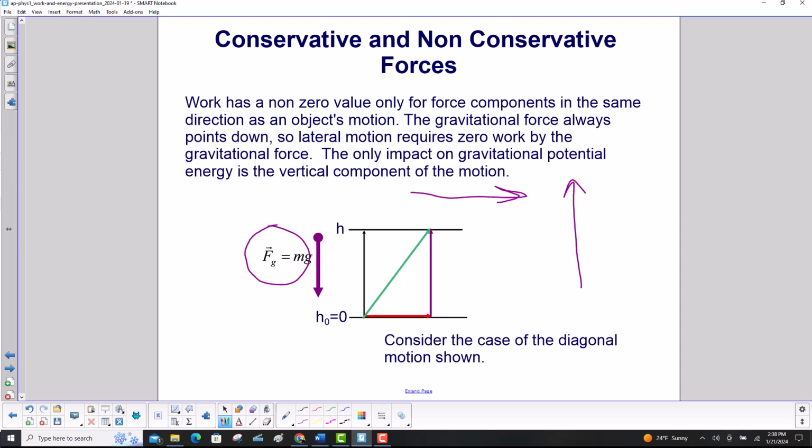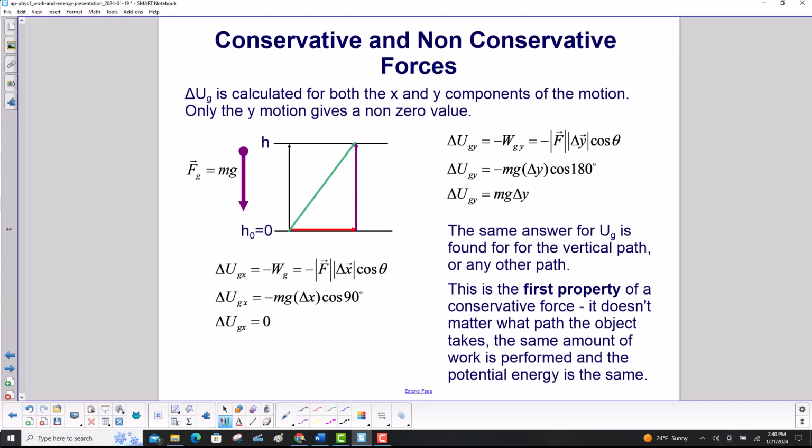So consider the case of the diagonal motion here. Delta UG, or GPE, is calculated for both the x and y components of the motion. Right, this is the x component, this is the y. Only the y motion gives a non-zero value. Here's the x component, the potential energy.